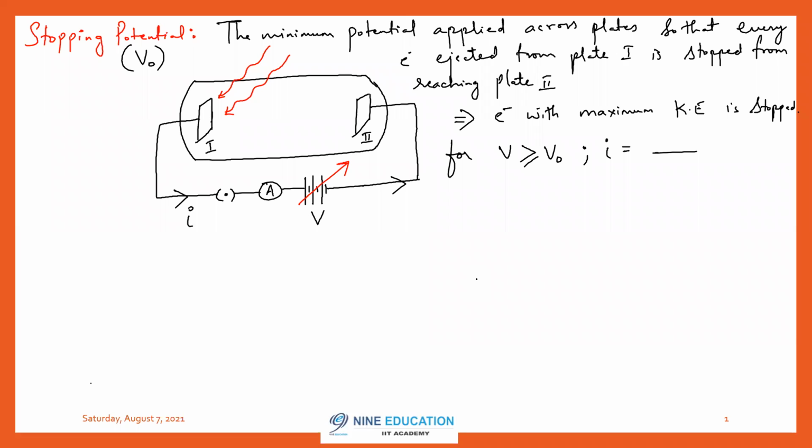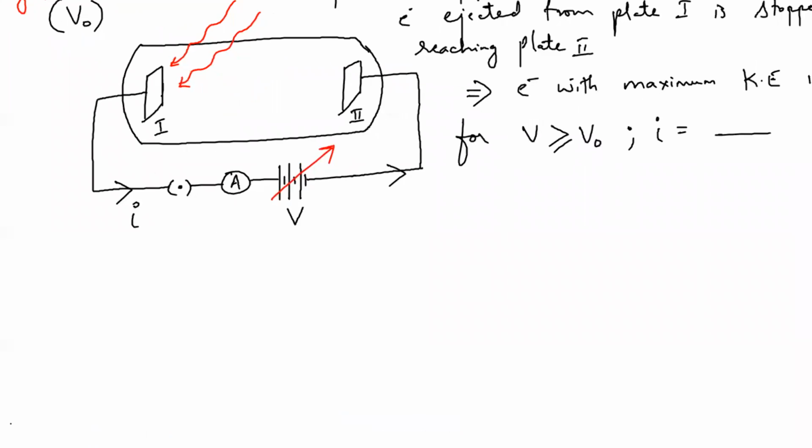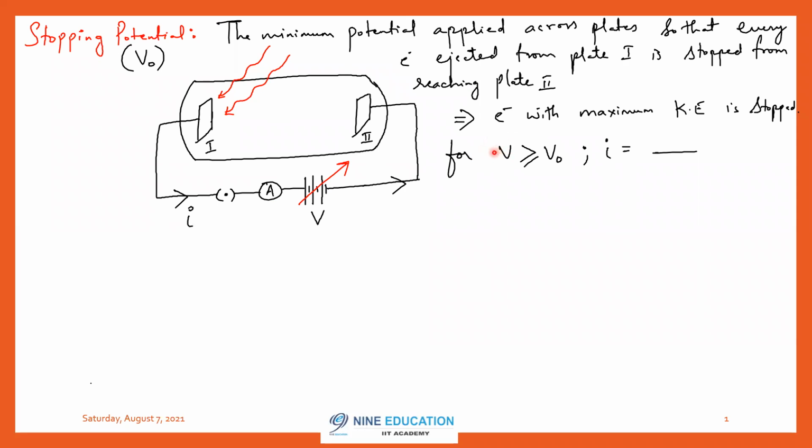For V greater than or equal to V0. That is, if you are maintaining a potential greater than or equal to the stopping potential, then the current in the circuit is how much? I'm waiting for your replies.